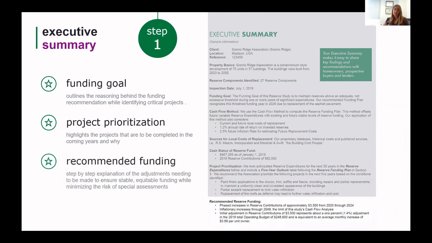And then, of course, the recommended funding. Ideally, how much should we be contributing to reserves? What is the ultimate recommendation of the reserve study?